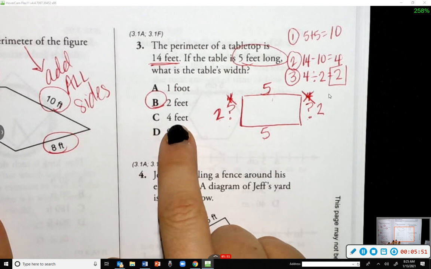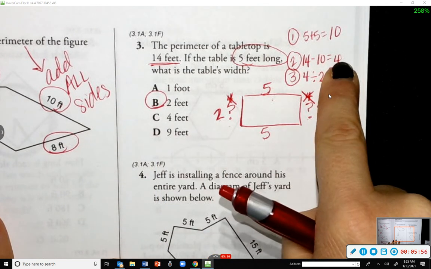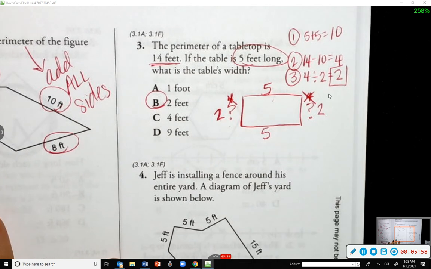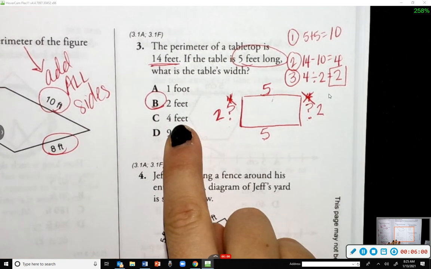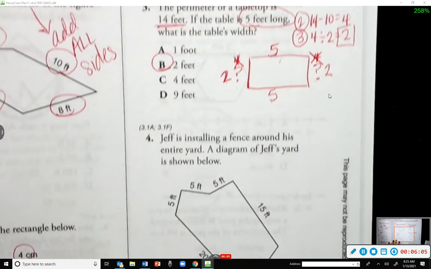And just be careful because they will give you that answer if you had stopped and said 4 and you forgot to split it in half. They're going to give you that as an answer choice because they know you'll probably make that mistake. So let's not make that mistake.